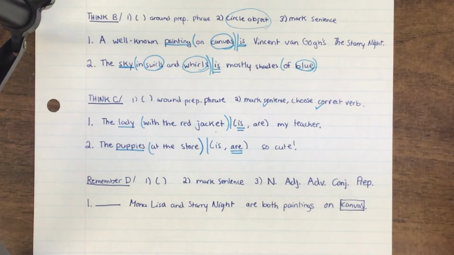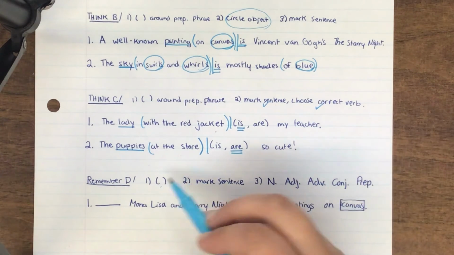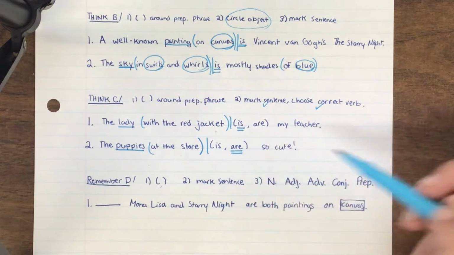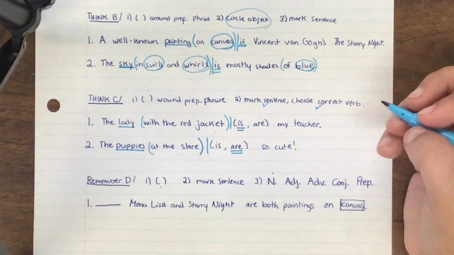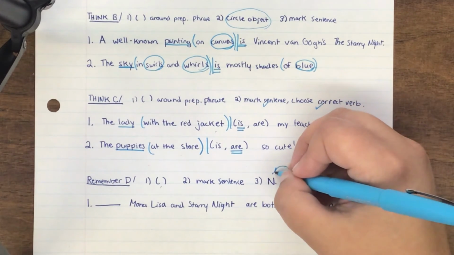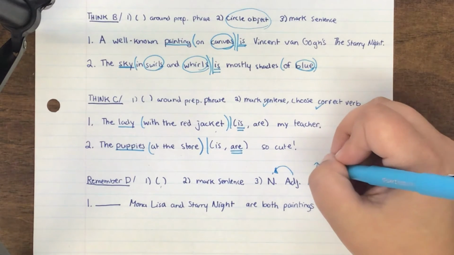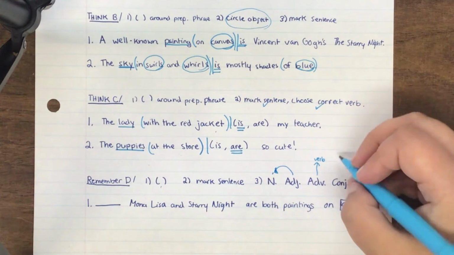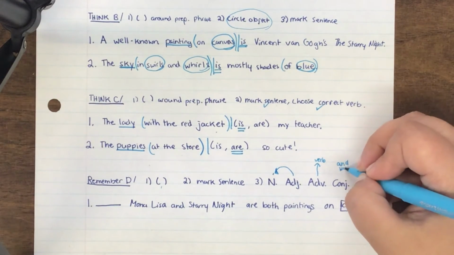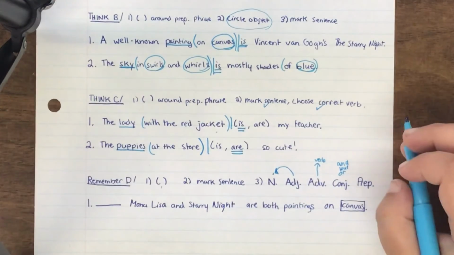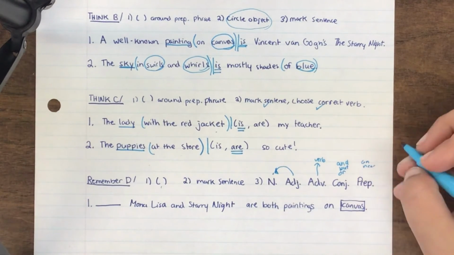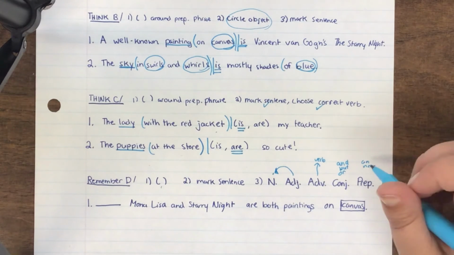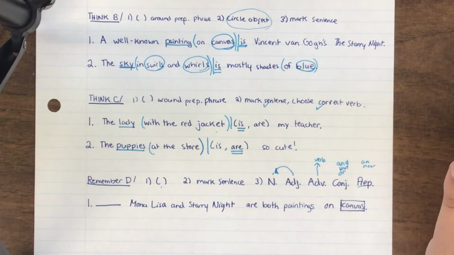Finally, remember D is just a callback to before things. So we're told we have to put the prepositional phrase in brackets. We're told to mark the sentence, and then we're told to figure out if the boxed word is a noun, so a person, place, or thing, an adjective, which describes a noun, an adverb, which describes a verb, a conjunction, which is the words like and, but, or that join parts of the sentence together, or a preposition, which are those on, near, far, at, of, all of words like that. And remember, you do have a list in your textbook that you can look back on if you get confused of whether something is a preposition.